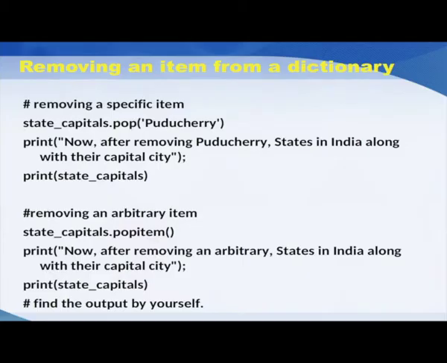So, here you can see how to delete items from a dictionary. We are trying to pop the key Puducherry, which we have just now added, and once you have popped it out, that item would have been removed from the dictionary, and when you print you can see the other states. And to remove an arbitrary item, you can just give popitem as you are seeing, which will remove any arbitrary state in India. Then you can print and see which one got removed. Find the output by yourself.